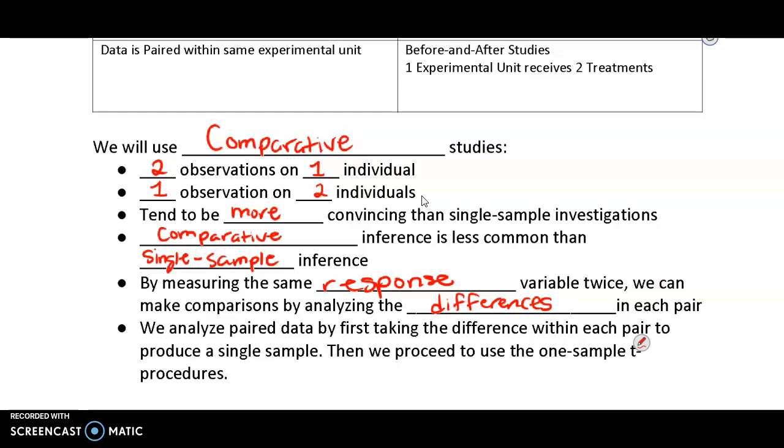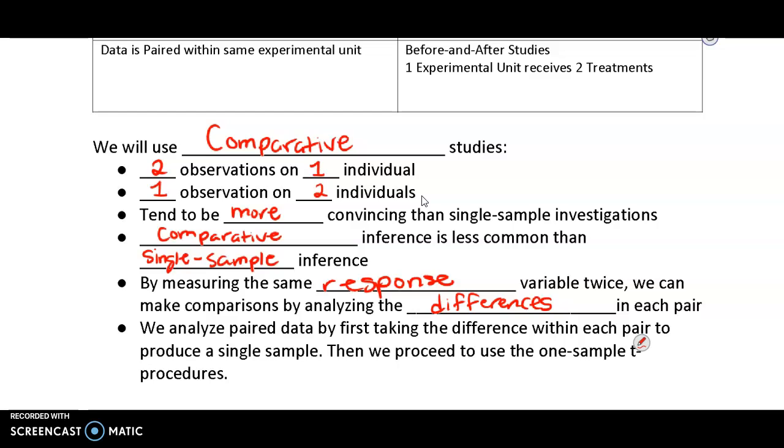And again, we do this to try and minimize the variation in the treatments and the responses by the experimental units. Now, comparative studies also tend to be more convincing than single sample investigations. And that's just because, again, we're looking at the differences. We don't necessarily want to see what happened one time, but we want to see over the course of time what those notable changes are.